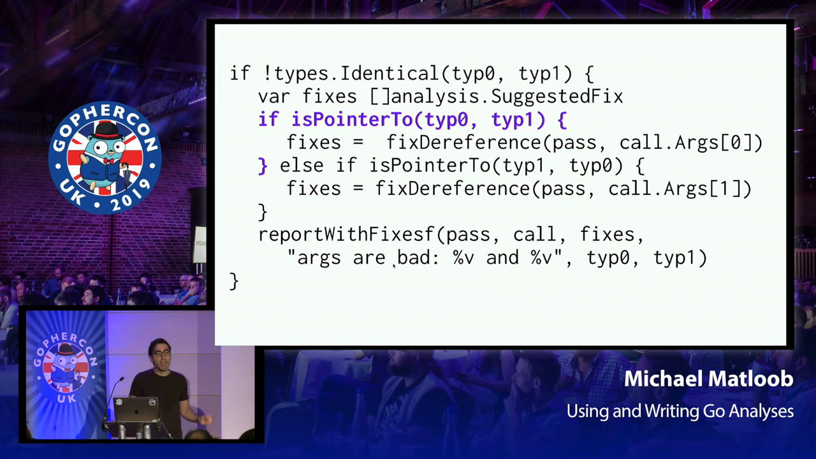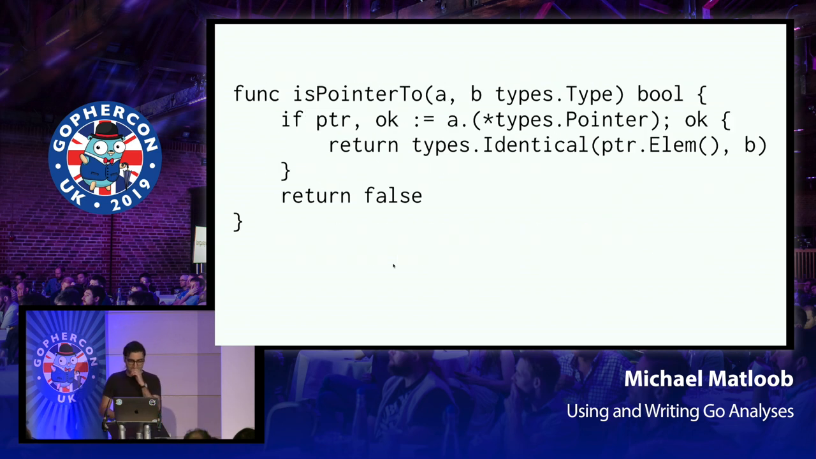And we'll do that by checking this particular case. So we can't fix all the code in general. There could be two types that are completely unrelated to each other, and the code could be totally broken. And in that case, the user's out of luck. This isn't an AI or anything. But what we can do is we'll check this particular case when one of the types is a pointer to the other type, because this is a common case. So if the first type is a pointer to the second type, then we'll generate a fix to dereference that first type, and vice versa. And then we're going to report to the user with the fixes that we generated, and those will show up in the editor.